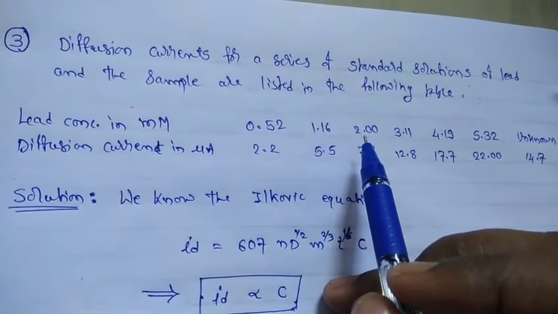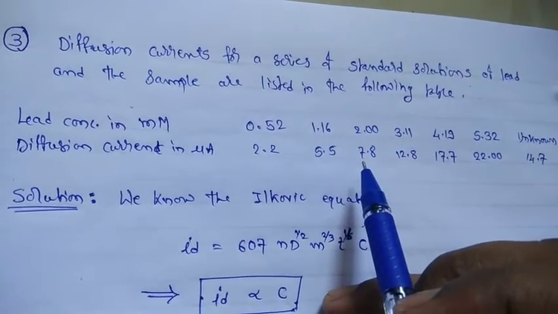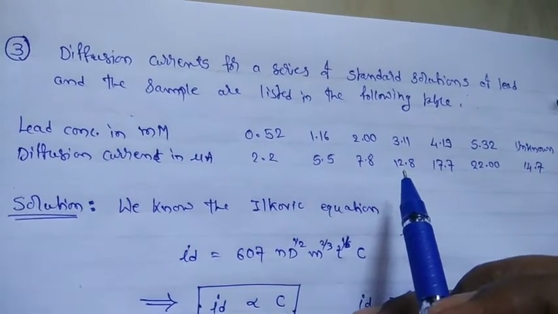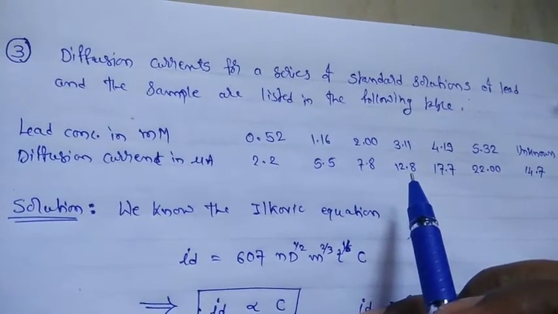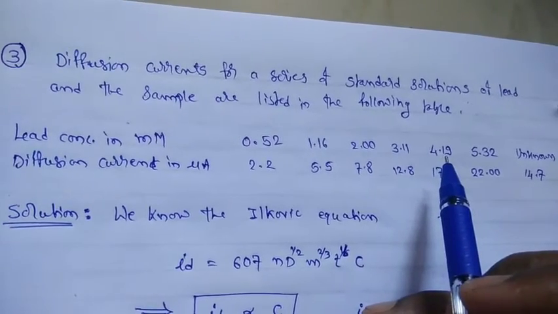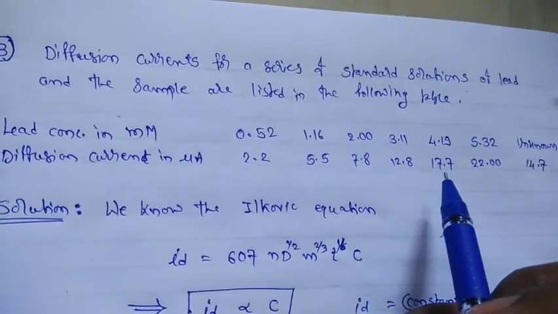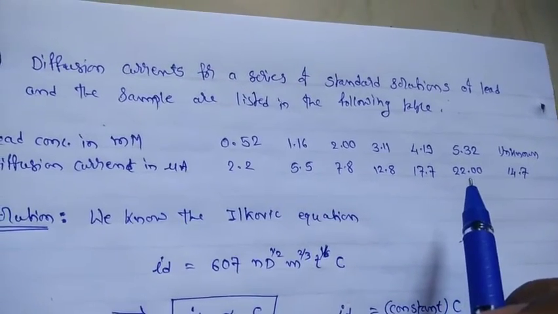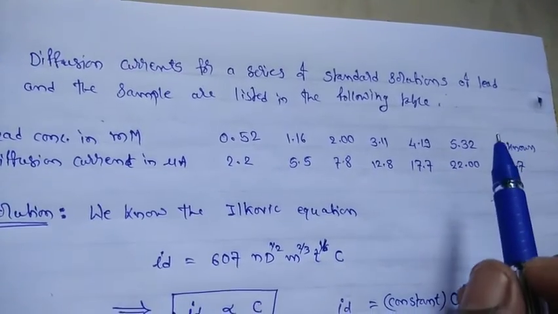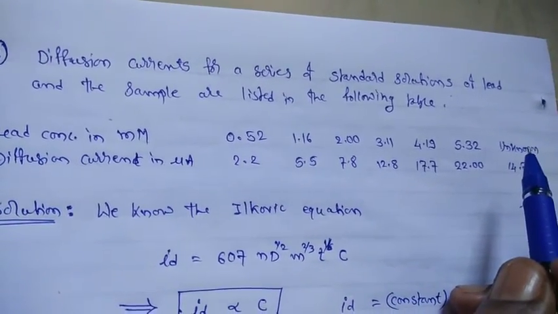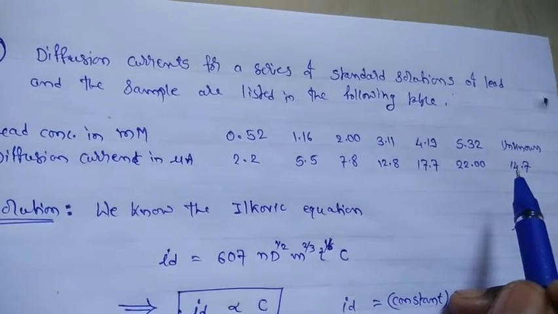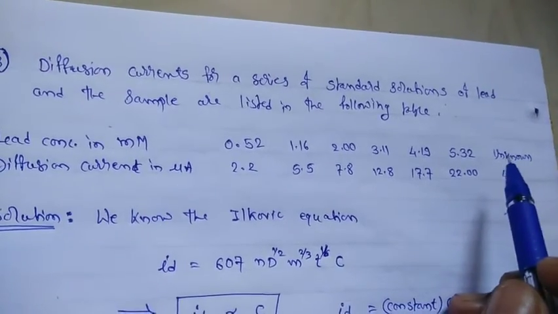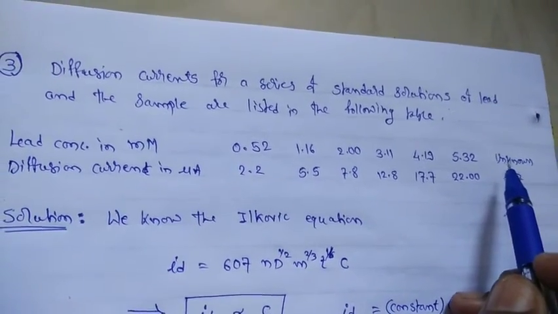For concentration 2, id is 7.8. For concentration 3.11, id is 12.8. For concentration 4.19 the current is 17.7, and for concentration 5.32 the id is 22.00. For an unknown concentration of a lead solution, the diffusion current in microampere is found to be 14.7. So we have to calculate this unknown concentration of the sample.